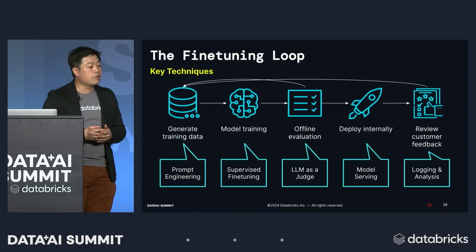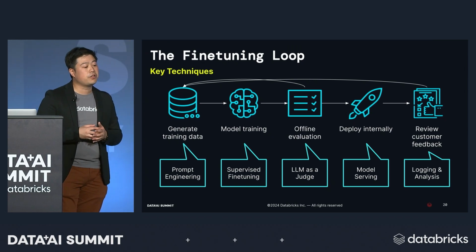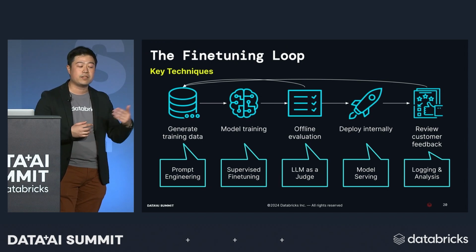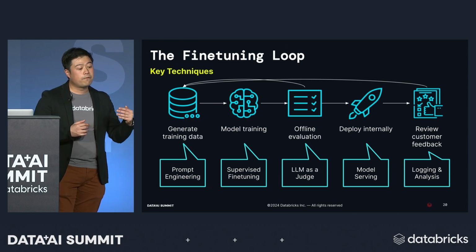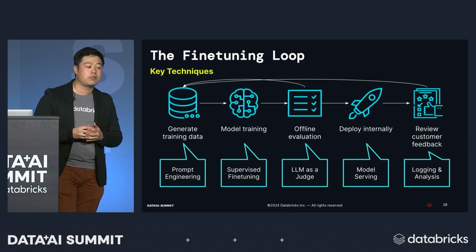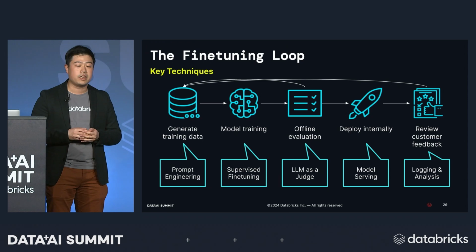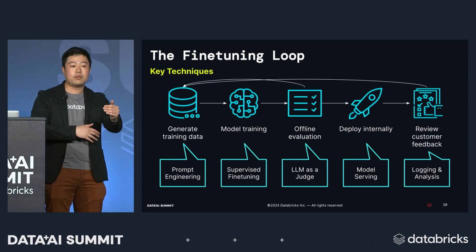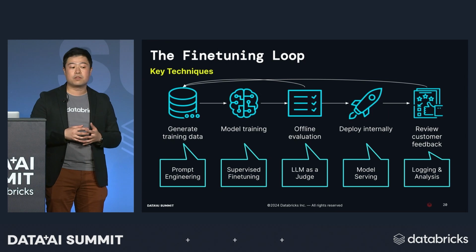So these are the different parts that you need for each of these steps. For generating data, it's quite common these days to use prompt engineering and to make synthetic data sets. When you're doing the model training, that's the supervised process. For evaluations, it's increasingly common to use techniques like LLM as a judge to run through evaluation sets that might consist of thousands of samples.